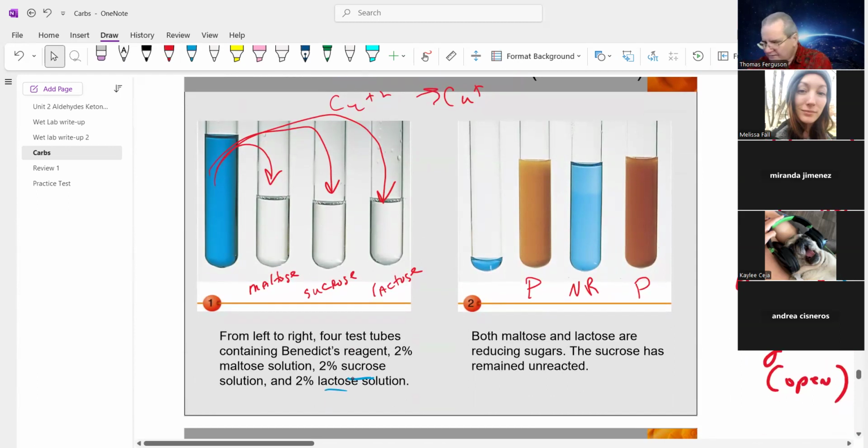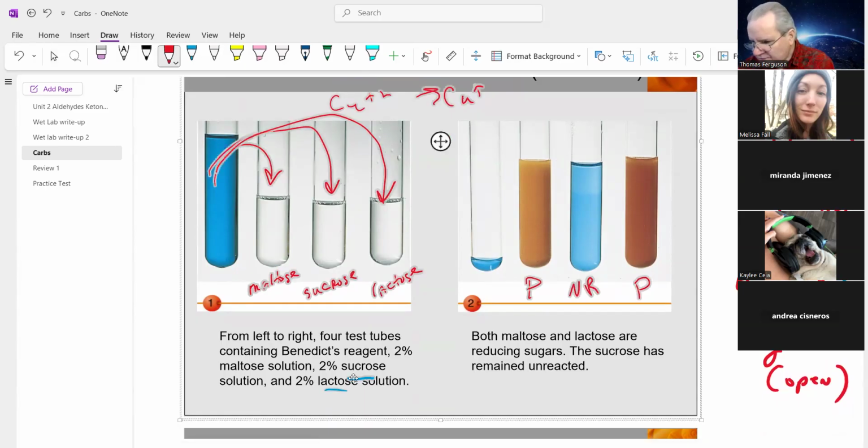So let's do a Benedict's test. We have three sugars here. Maltose, remember, is a reducing sugar because it has a hemiacetal on the right-hand side, glucose. Sucrose has no hemiacetals. And this other one is lactose. And lactose is a reducing sugar because it's got a hemiacetal on the right side. So we should get positive, negative, positive tests. We do Benedict's test: positive, negative, positive. So reducing sugar, non-reducing sugar.